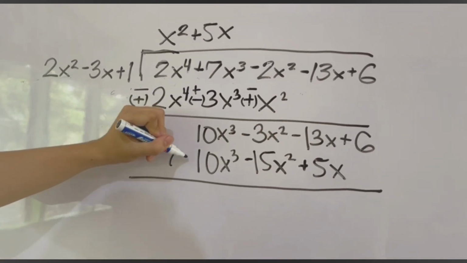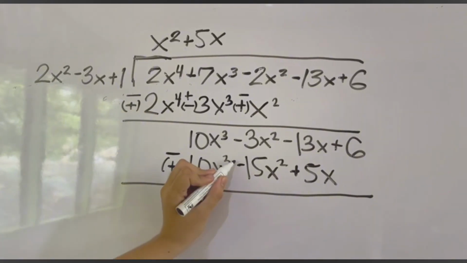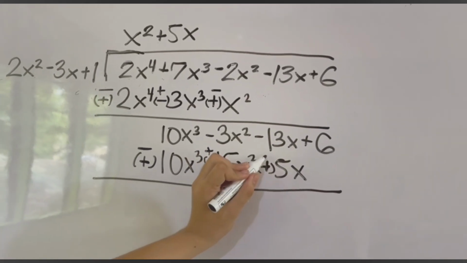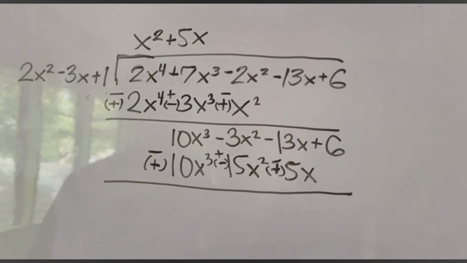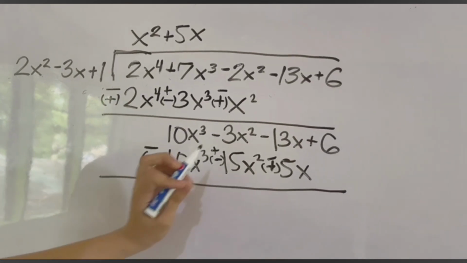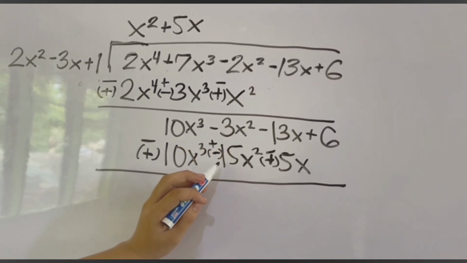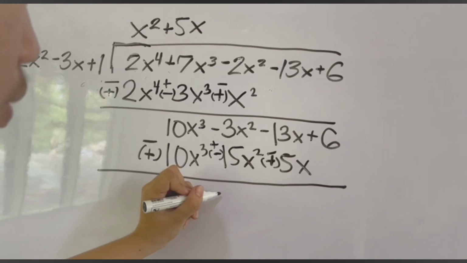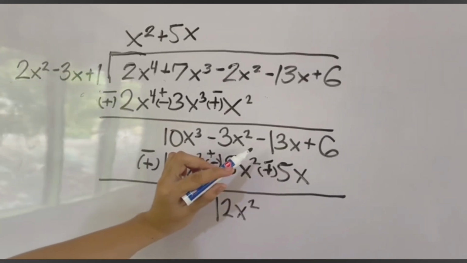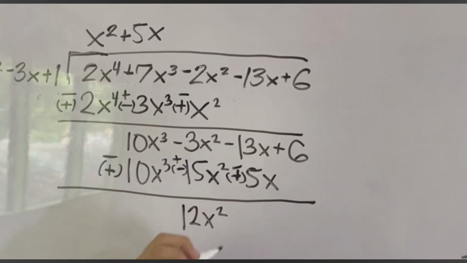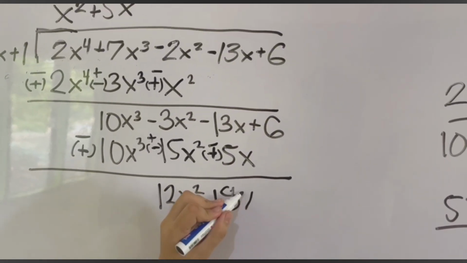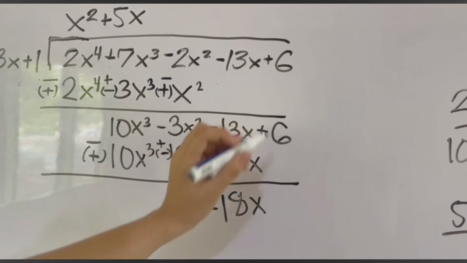So we subtract it again, but before that, we change the signs first. Negative 15 becomes positive now, and positive 5x becomes negative. So 10x cubed minus 10x cubed is 0. Negative 3x squared plus 15x squared is 12x squared. Negative 13x minus 5x is negative 18x. Then bring down the 6.